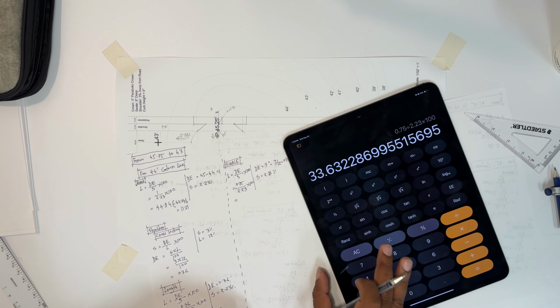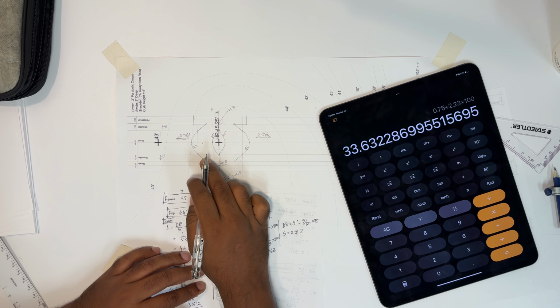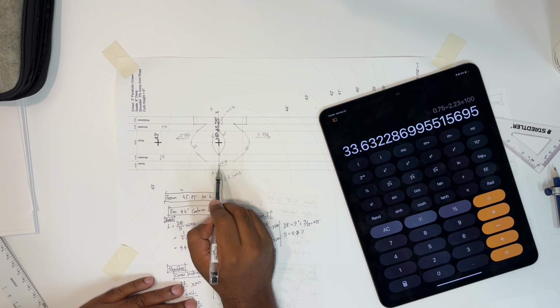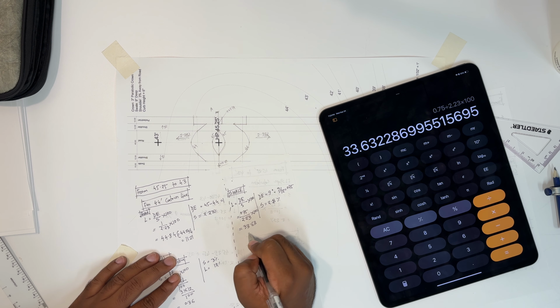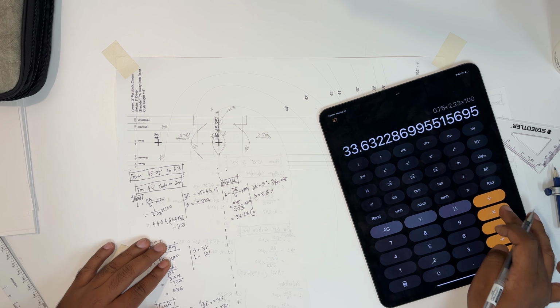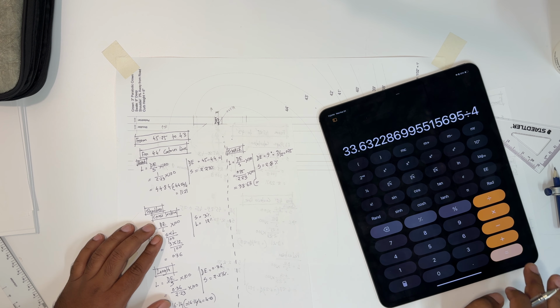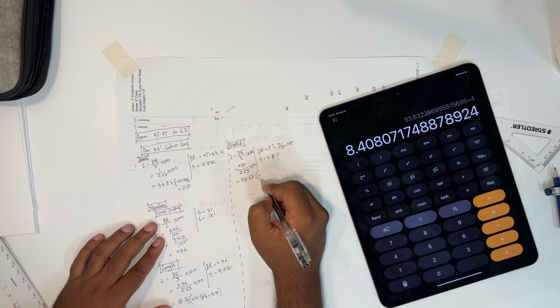So that's 33.63. Okay, so let's try to draw that, and you will see what I mean. It will kind of crisscross each other. And for drawing, let's divide that by 4. So that becomes 8.4.